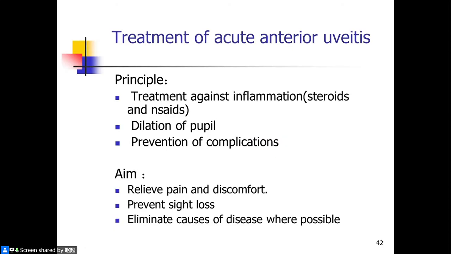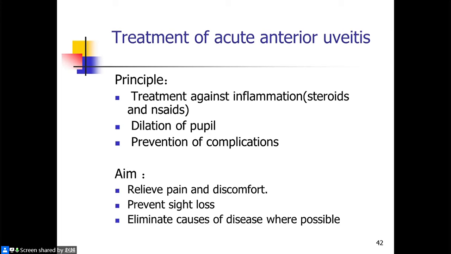Treatment of acute anterior uveitis. The treatment principles are immediate dilation of the pupil to prevent and open fresh posterior iris adhesion, and rapid anti-inflammatory treatment to prevent ocular tissue destruction and complications.